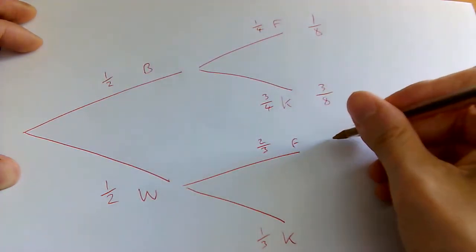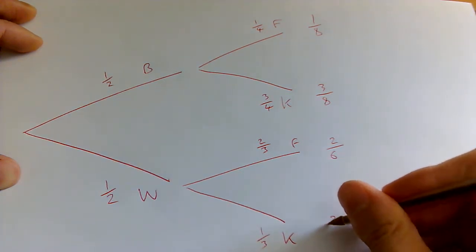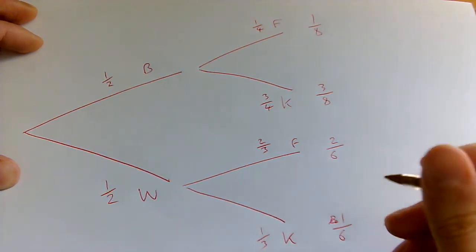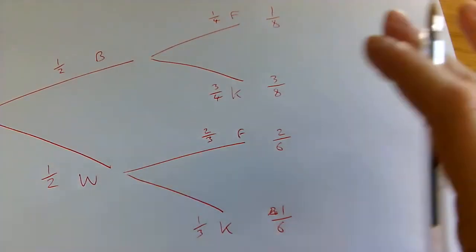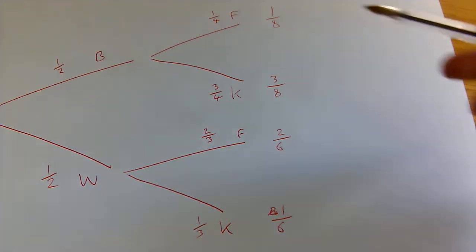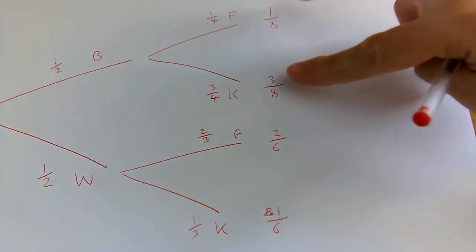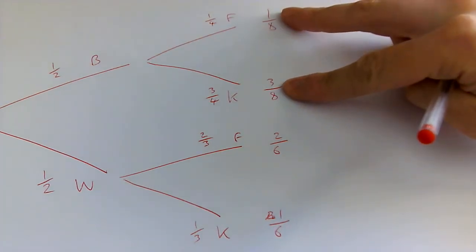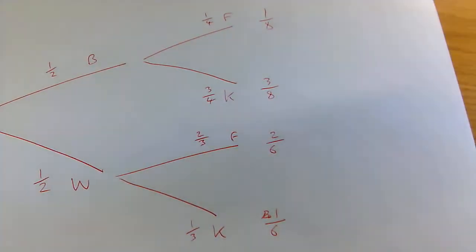White bowl and fork, we're going to get 2 out of 6. White bowl knife, 1 out of 6. A good check is to make sure that everything you've got adds up to 1, because the total has to add up to 1. There's a 100% chance of something happening. So this or this or this or this should be 1. And you can see it is, because 1/8 plus 3/8 is 4/8, that's a half. 2/6 plus 1/6 is 3/6, that's a half. Half and a half is 1. So that's all good. Let me remind you of the question though.